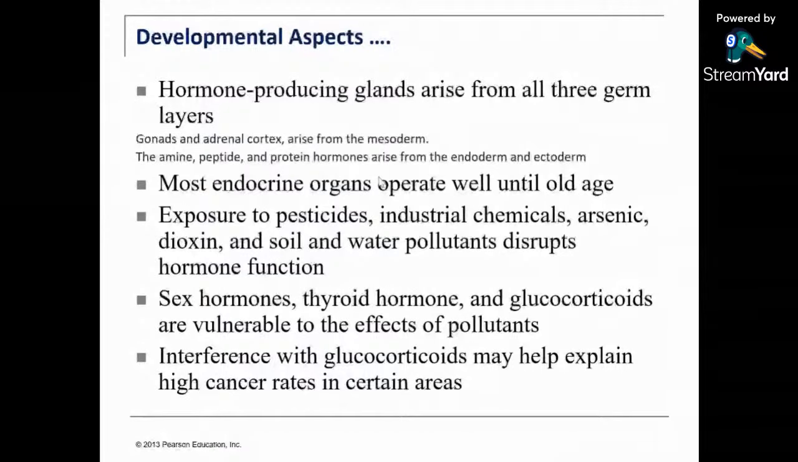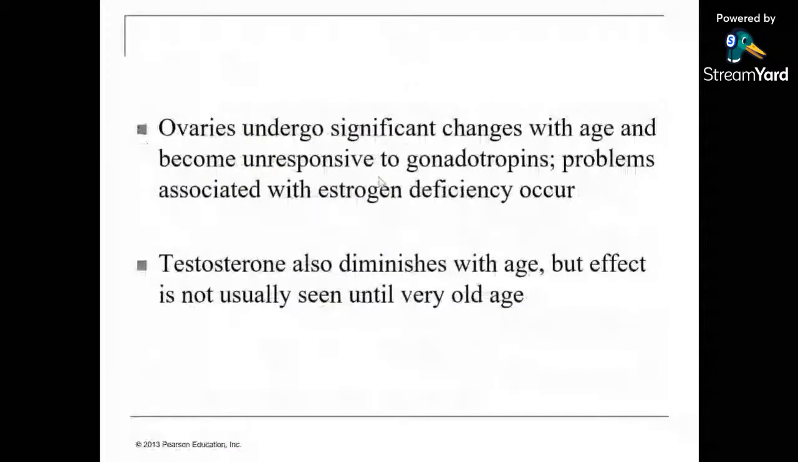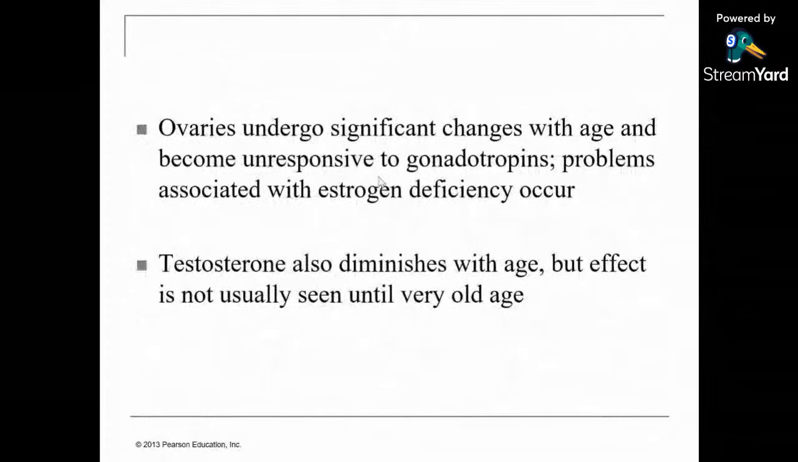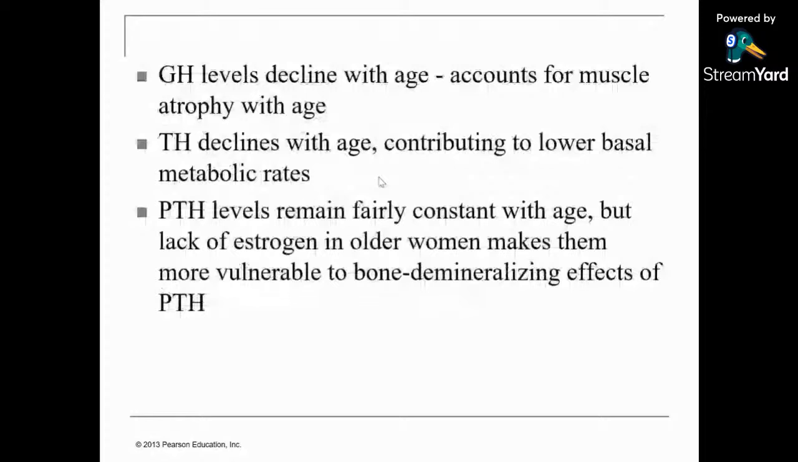Ovaries undergo significant changes with age and become unresponsive to gonadotropins. Problems associated with estrogen deficiency occur. Testosterone also diminishes with age, but the effect is not usually seen until very old age. Growth hormone levels decline with age, which accounts for muscle atrophy with age. Thyroid hormone declines with age, contributing to lower basal metabolic rates.